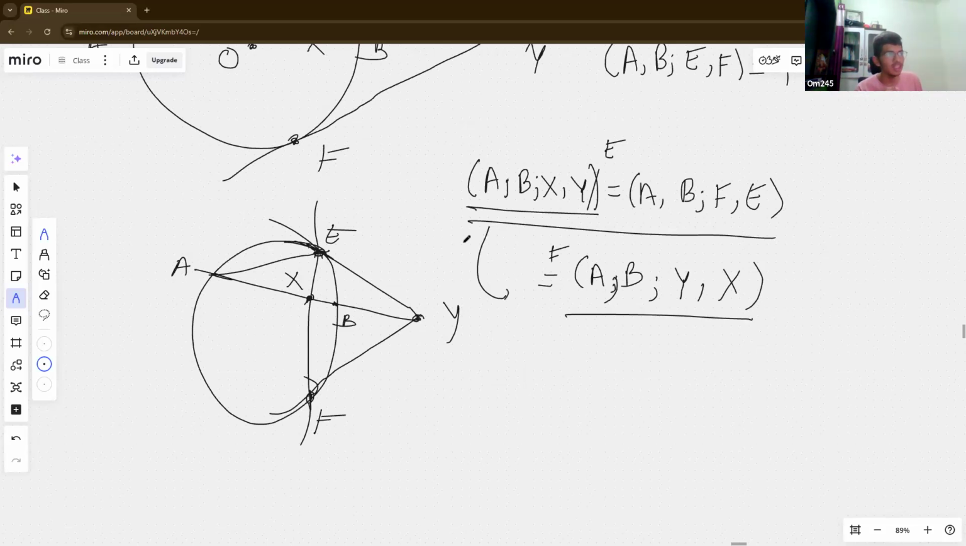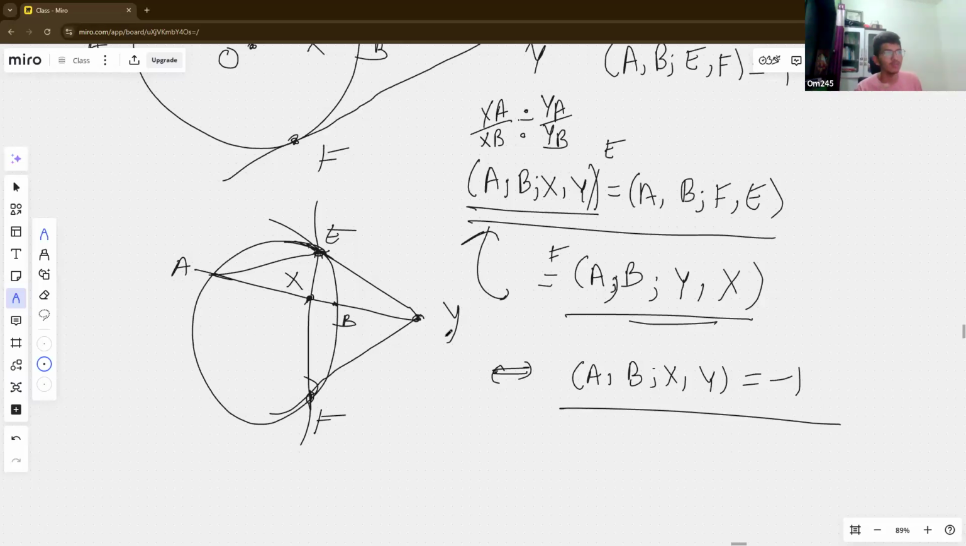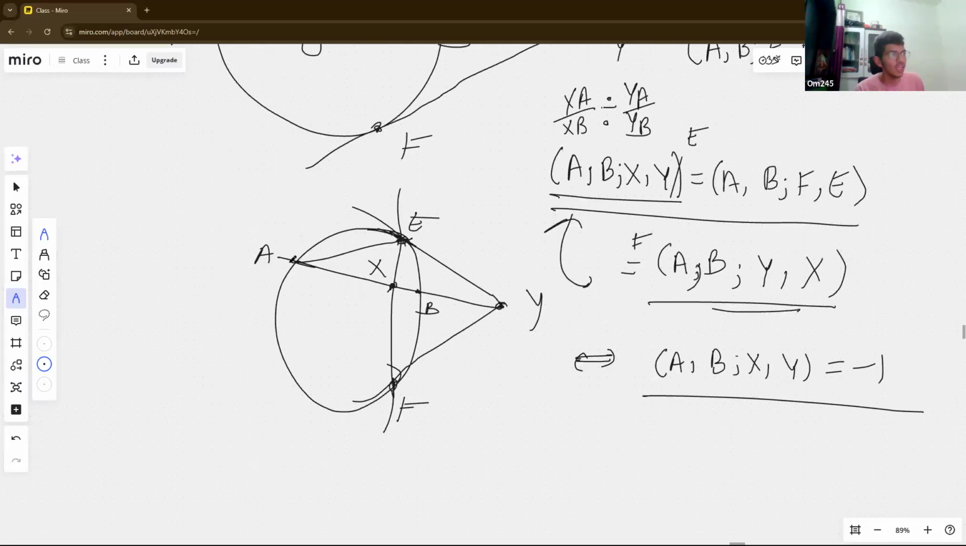And this condition is equivalent to the cross ratio being -1. So XA by XB divided by YA by YB, and this is just the reverse of that. They both are equivalent, and that condition is equivalent to this being harmonic. So that's why ABXY is harmonic.